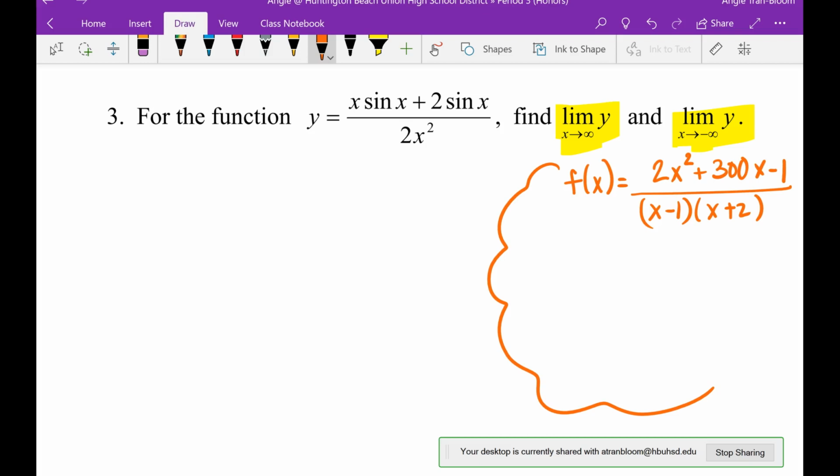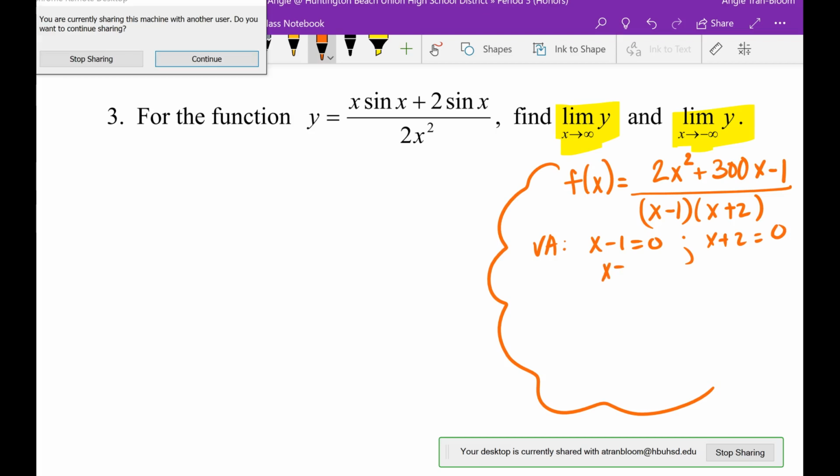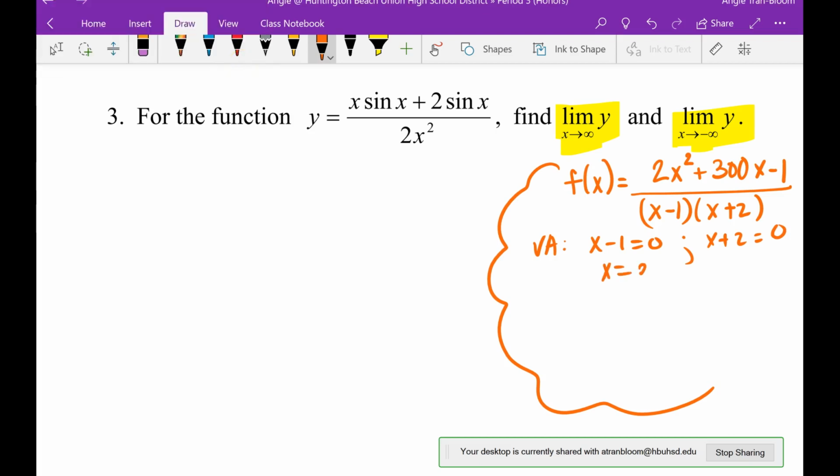Okay. So your VAs, vertical asymptotes, you take your denominator and you set it equal to 0, and you found 2 of them in this case. x equals 1. And this is just a review. You should already know this, right? No? Maybe? Okay. All right.